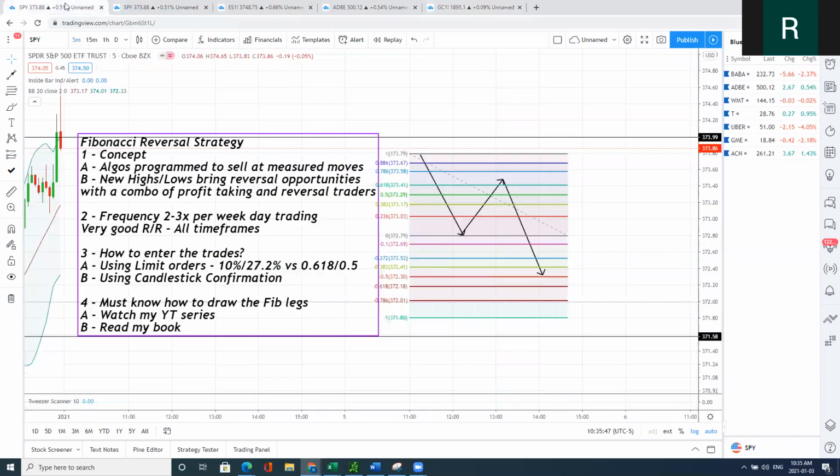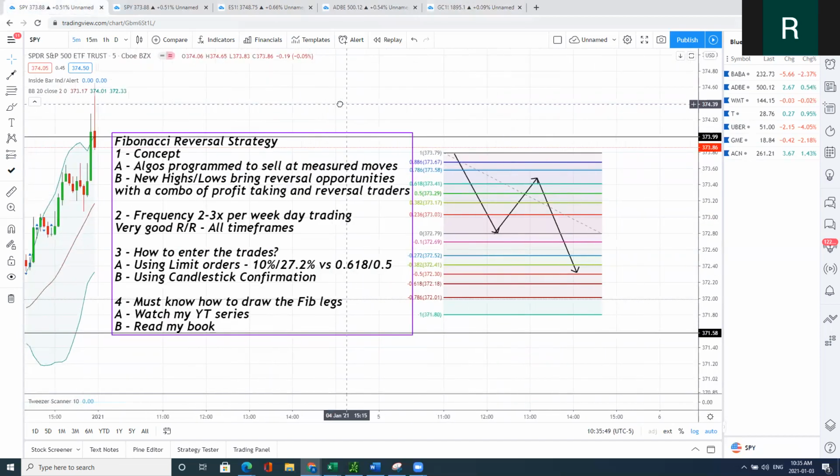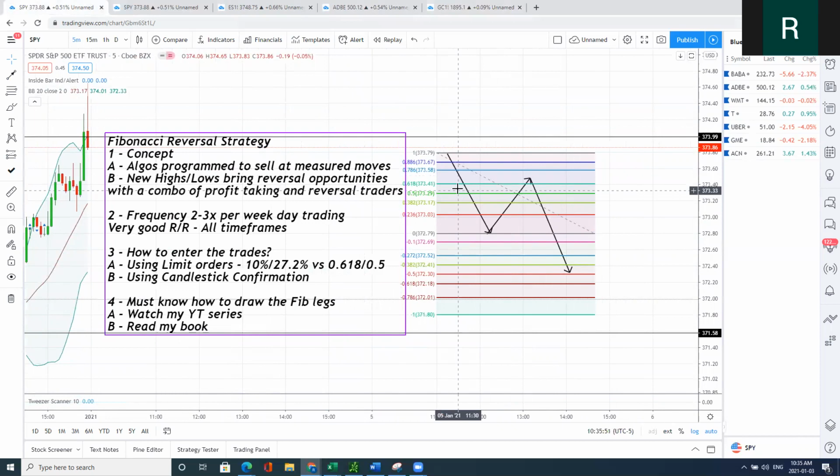All right, so just to summarize, the concept again is algorithms are using measured moves to purchase or sell positions, and at the end of the measured move, there's a high chance of a reversal. The frequency on a day trading time frame is about 2 to 3 times a week. The win rate is about 50 to 60%, sometimes higher, depending on the week, depending on the context of the market. But what makes it a good strategy is the risk to reward is very good. You can use limit orders, you can use candlesticks, and that's pretty much it.